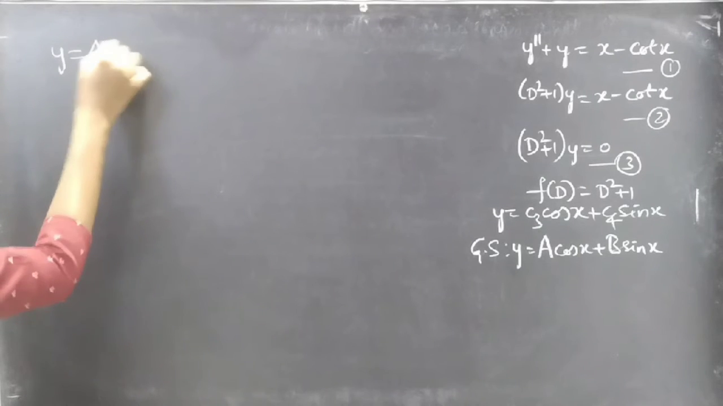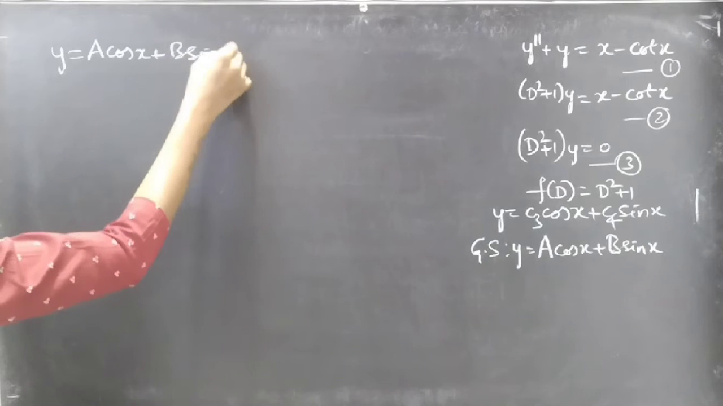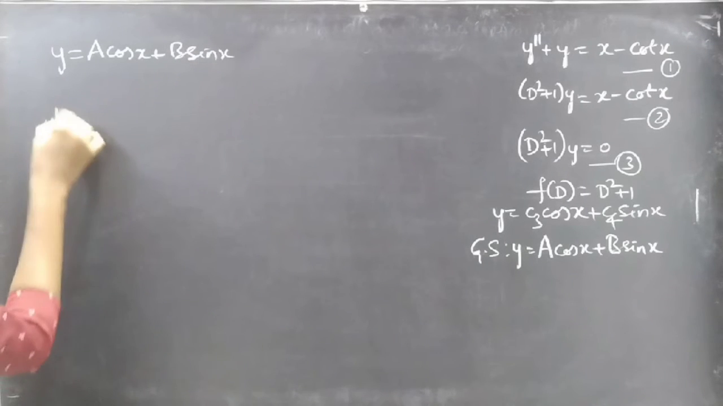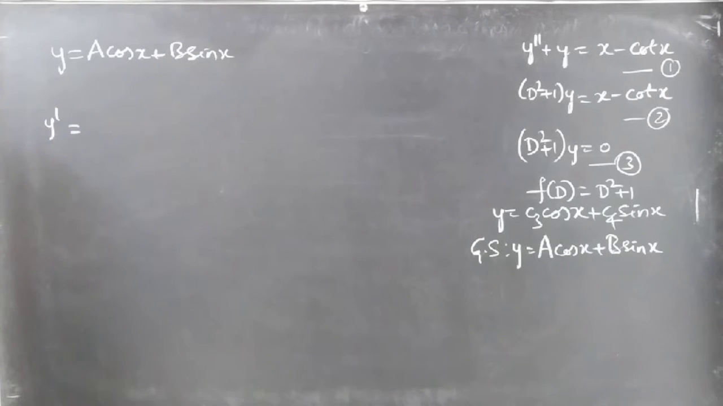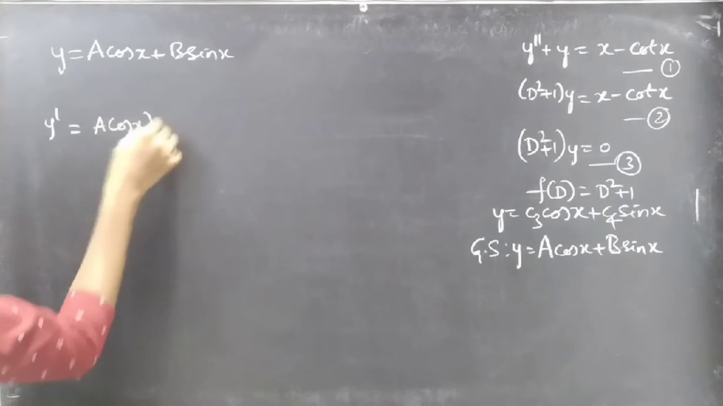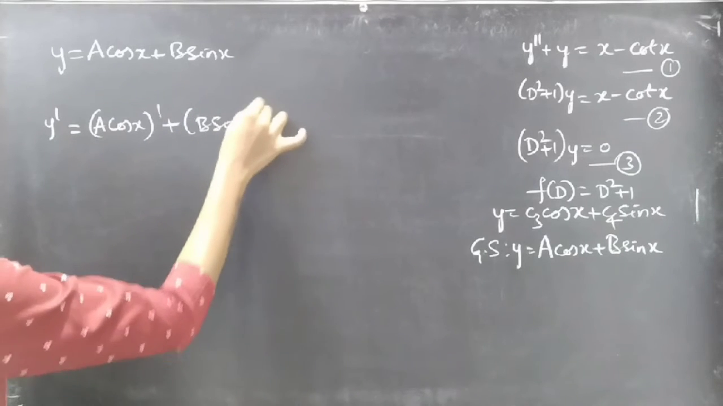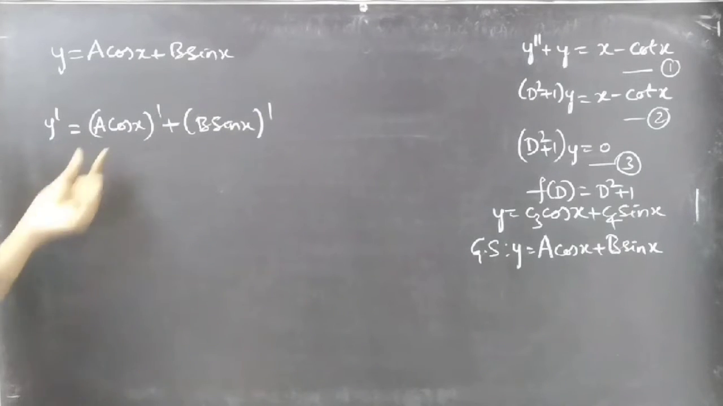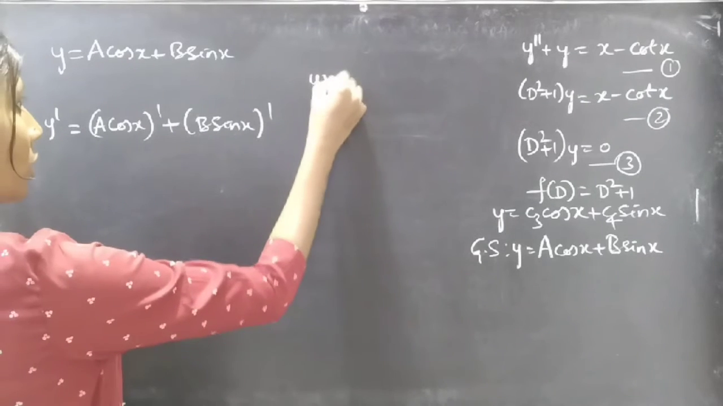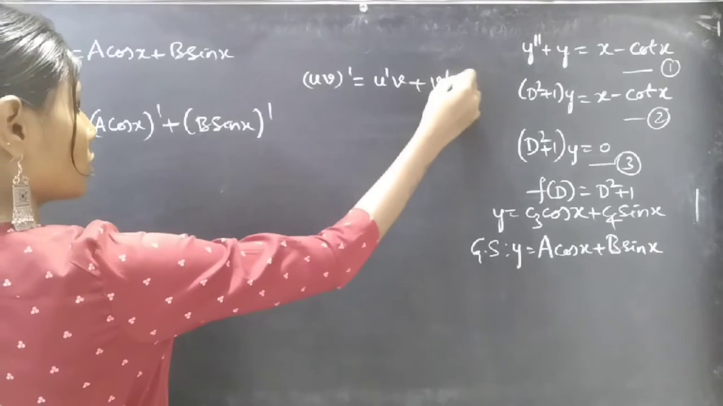We have y equal to a cos x plus b sin x, right? We are going to find y double dash. So for that we need y dash. y dash equals a dash cos x plus b dash sin x. So here we need to find the derivative of a product of two functions, so we are going to apply the (uv) dash formula, which is u dash v plus v dash u.